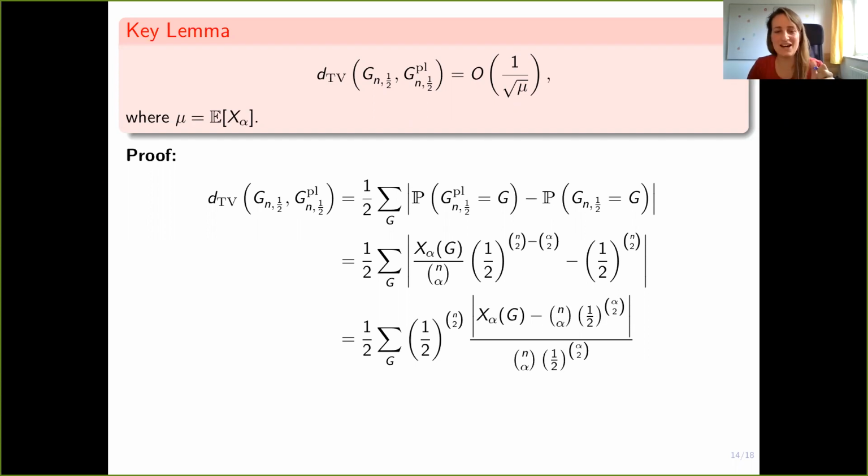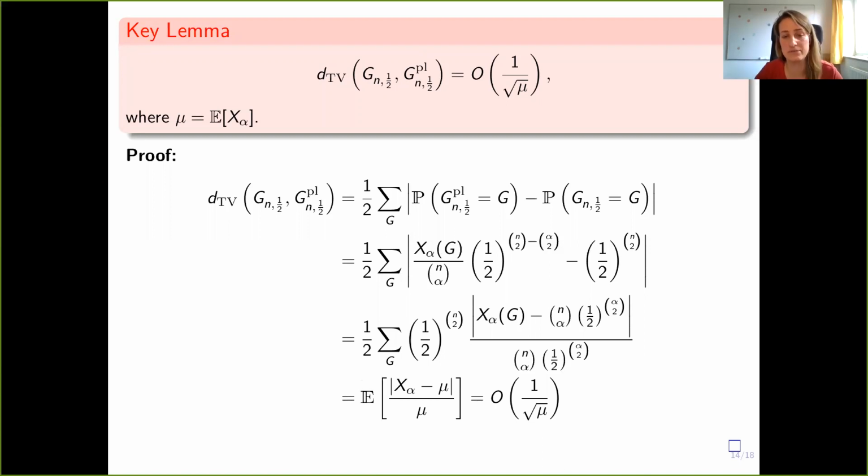Now maybe you notice that what we have in the front are the weights that graphs get in G(n, 1/2). So we have a sum here over all graphs on n vertices, and here we have the weight this graph has in the random graph G(n, 1/2). So this is simply an expectation: the expectation of the absolute difference between X alpha and its mean, divided by its mean. And now, as I said, X alpha is a Poisson random variable.